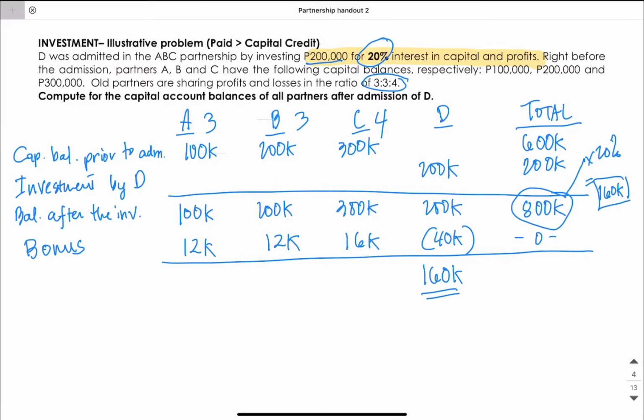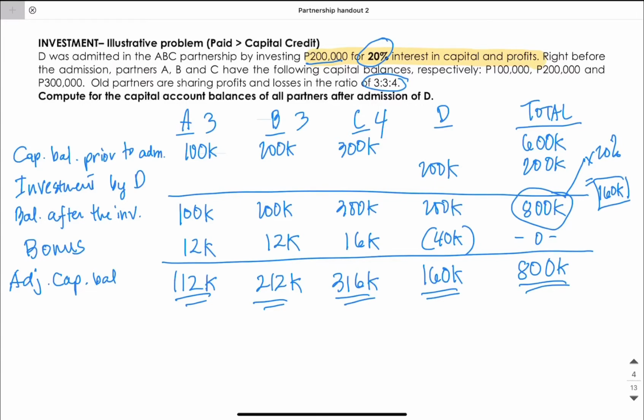Transfer of capital. So the adjusted capital balances after the investment would be 112,000, 212,000, and 316,000. So the total, of course, would still be 800,000. So that's for an investment wherein the amount paid is greater than the capital credit.